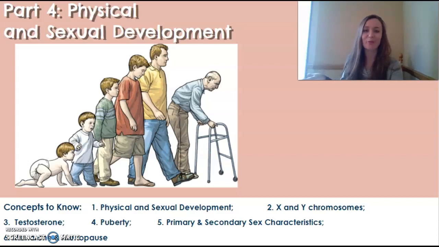So let's define a couple more terms that I just used. Puberty is when people mature sexually. It happens in adolescence. There are different types of sex characteristics that differentiate between male and female. Primary sex characteristics are necessary for reproduction. So this would be things like ovaries, testicles, any of the genitalia that is important for reproduction and differentiates male from female. That would be primary.